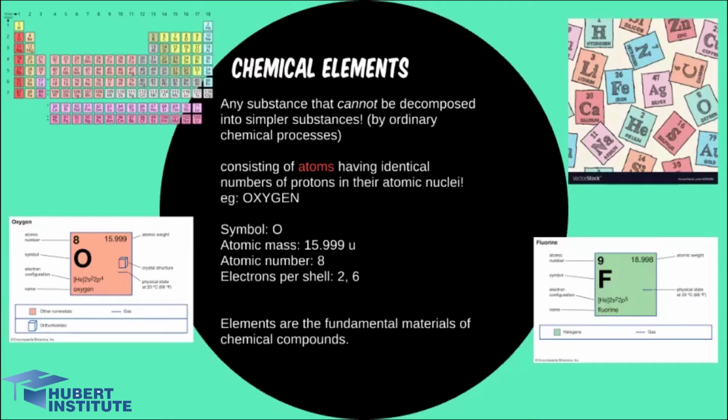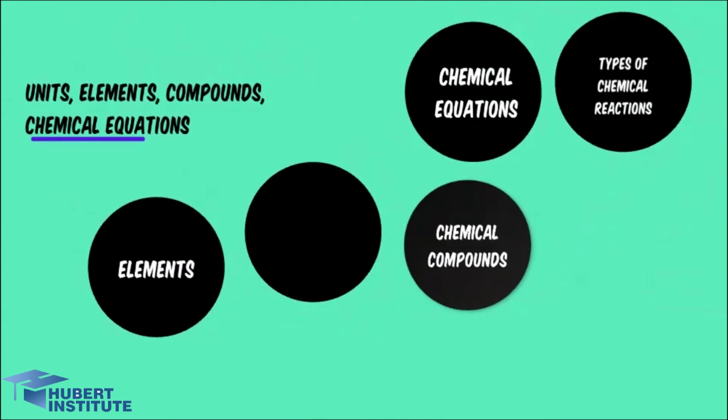And the other one is fluorine in here. I showed fluorine. Fluorine is also very important, very important specificities and very interesting. So elements are also the fundamental materials of the chemical compounds. We can see how chemical compounds are made up from elements because the next topic is chemical compounds.